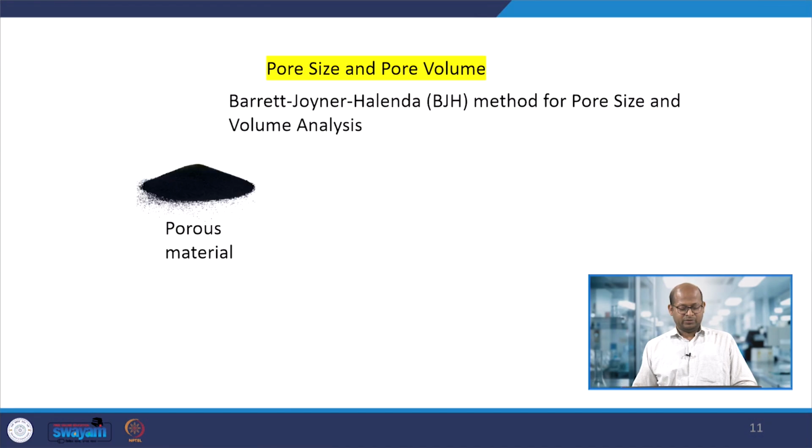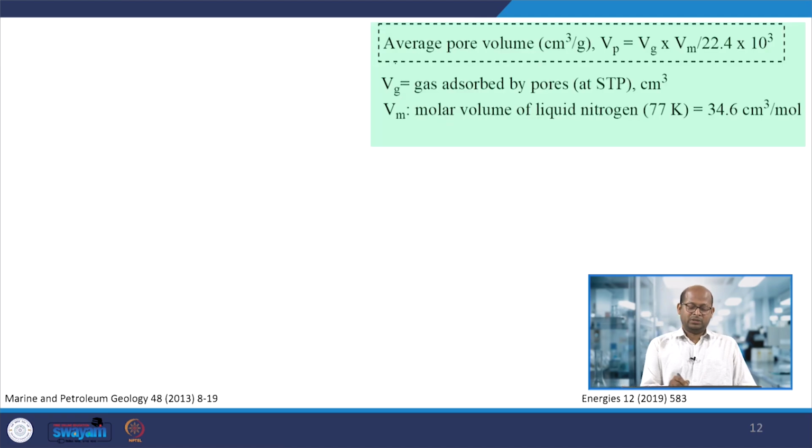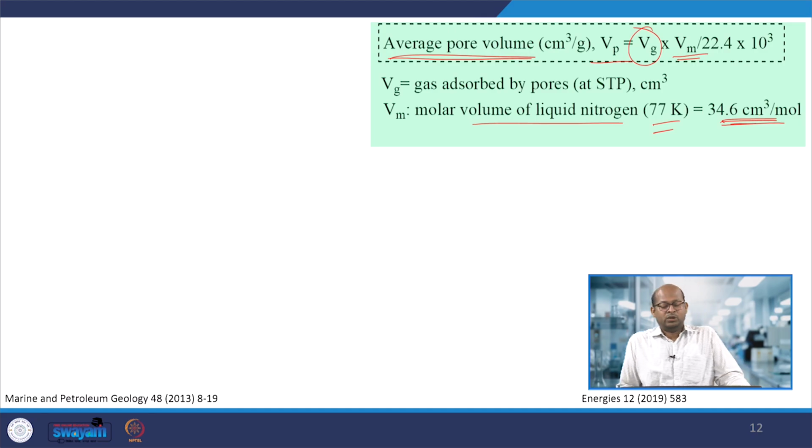So this type of isotherm will come. For pore size and pore volume analysis, the Barrett, Joyner and Halenda method is used. If you want the pore volume, the volume adsorbed has to be quantified with the help of the instrument. And if you know the molar volume of liquid nitrogen at that temperature, which is fixed, then the average pore volume of the material can be measured.